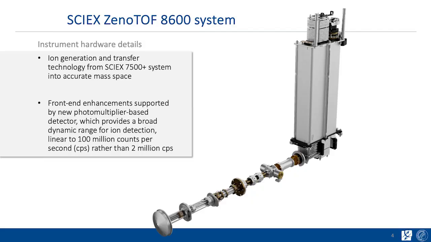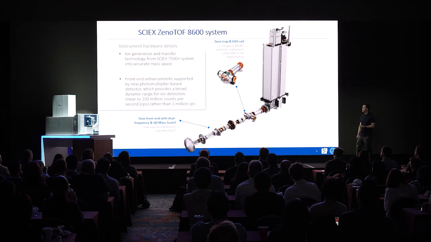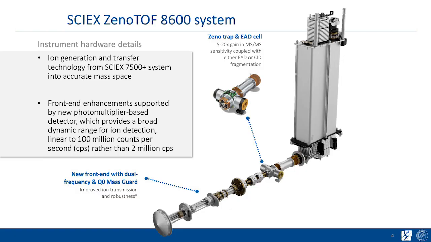So as Jose already introduced, this instrument has a lot of new features, and it basically has much better ion transfer and a lot more sensitivity than the previous generation. And this is mainly due to the new front-end optics that increase transmission. It still has, like the 7600, the ZenoTrap and EAD cell with its benefits. So thanks to the ZenoTrap, there's a high gain in MS/MS sensitivity. And together with EAD, this is a very powerful combination, in particular for PTMs.